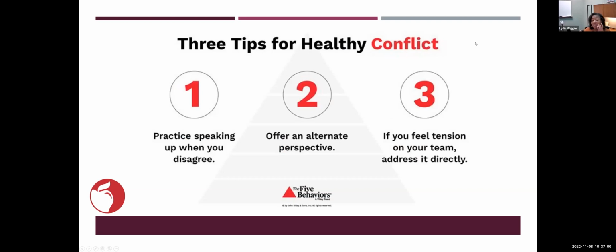3 tips for healthy conflict resolution: practice speaking up when you disagree. There is nothing wrong with you voicing your concerns or opinions about how you feel when there's a conflict. Practice speaking up when you disagree. And remember, your tone and your voice inflections are everything. Your body language is everything when you're dealing with a conflict resolution, because anyone can take anything that you're doing and say that that can be a negative thing.